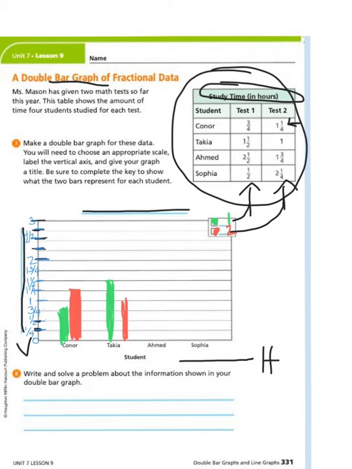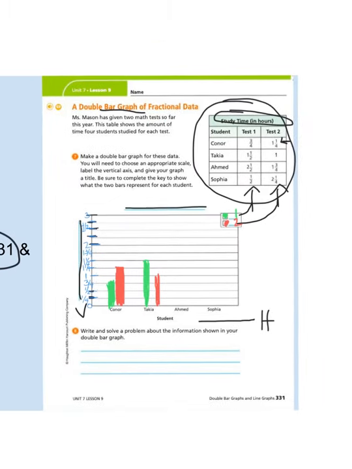Okay, finish out Ahmed and Sophia, please, and then you get to write a problem and solve a problem about the information that you drew in your bar graph, which I think you can do on your own.